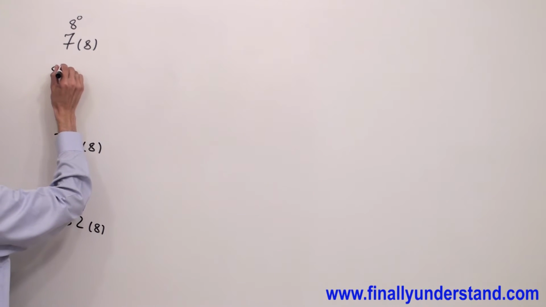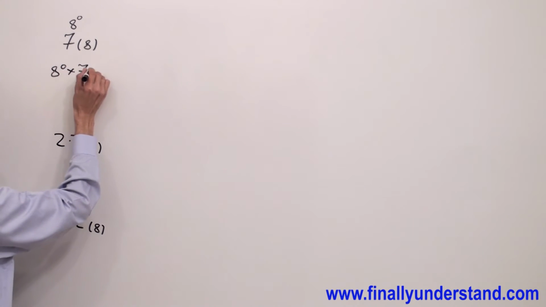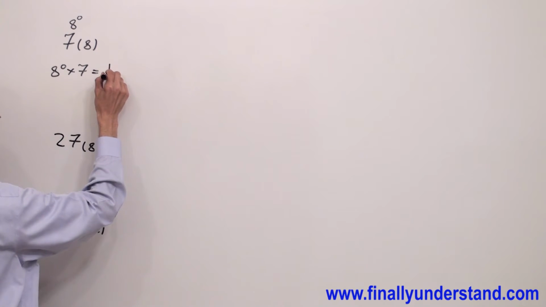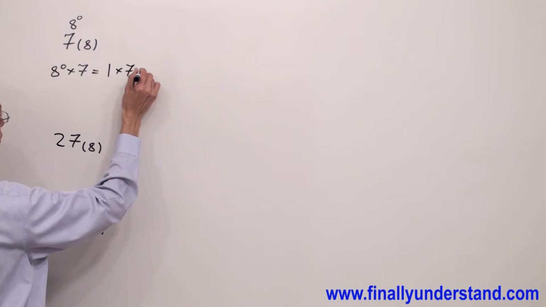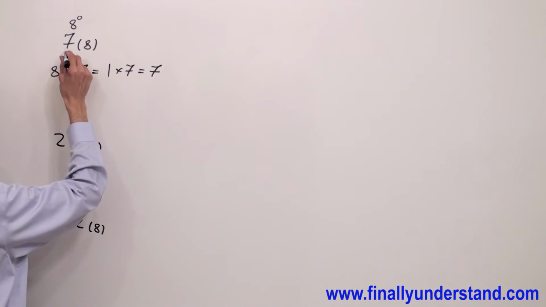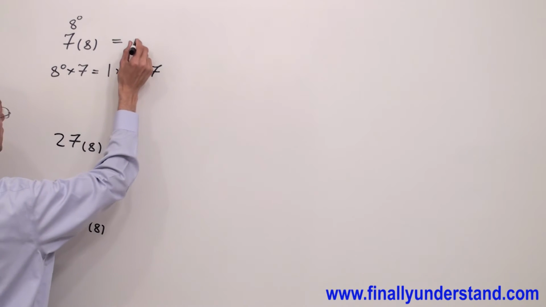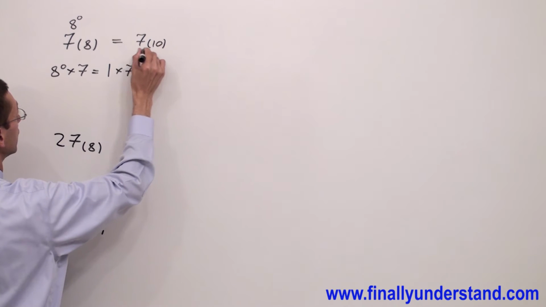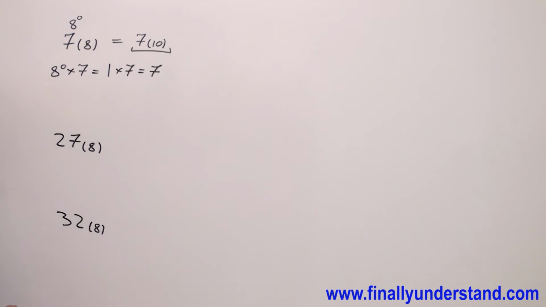8 to the 0 times 7. 8 to the 0 is equal to 1, and 1 times 7 is equal to 7. So, 7 base 8 is equivalent to 7 base 10. This is the solution to my problem. Let's take a look at this example.